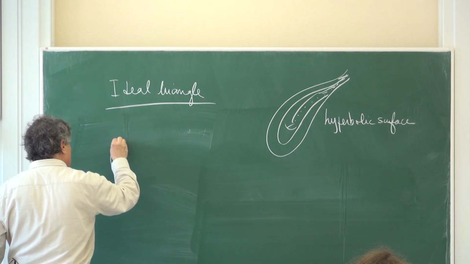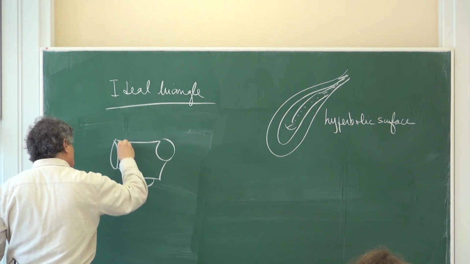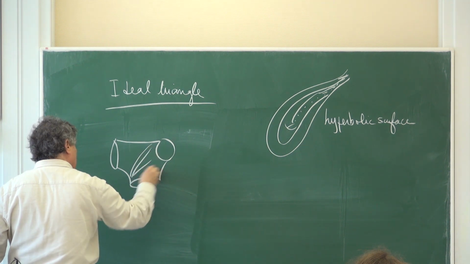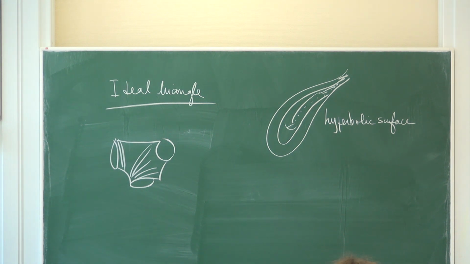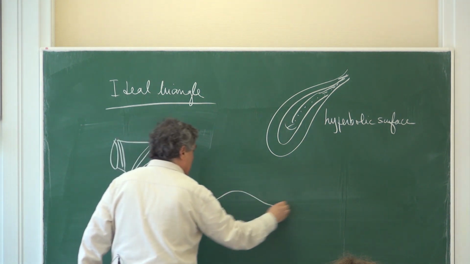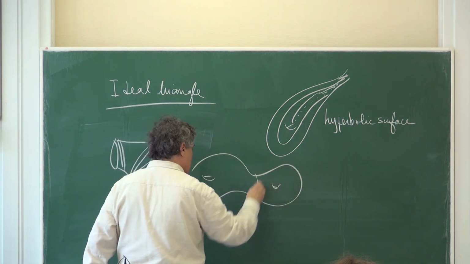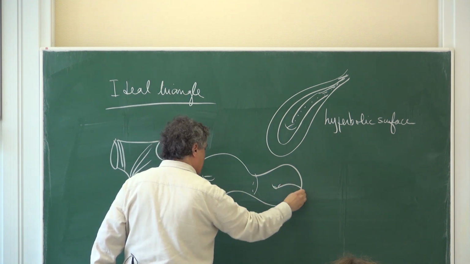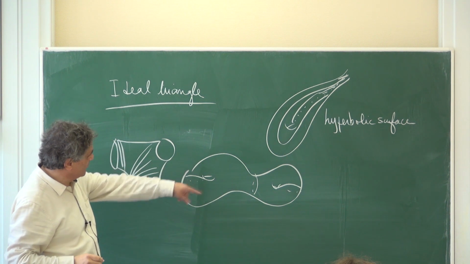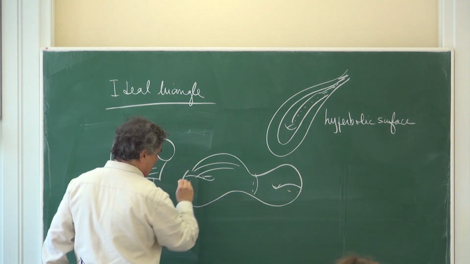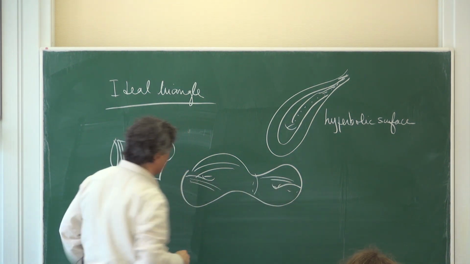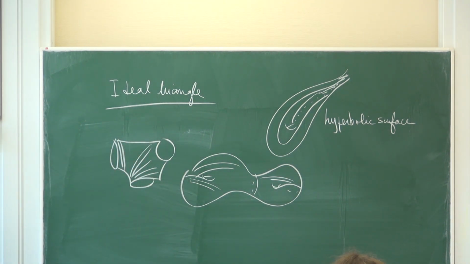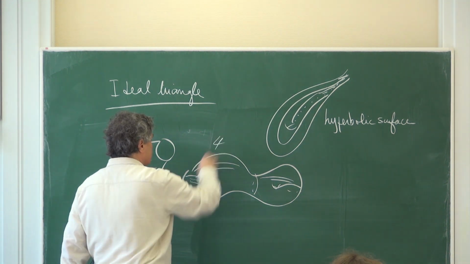We saw that we can also construct a surface with boundary, which is a pair of pants, by gluing two ideal triangles. They will spiral along the boundary components. And also we can construct a closed hyperbolic surface by gluing two of these pairs of pants. So we know how to construct a closed surface by gluing four ideal triangles.